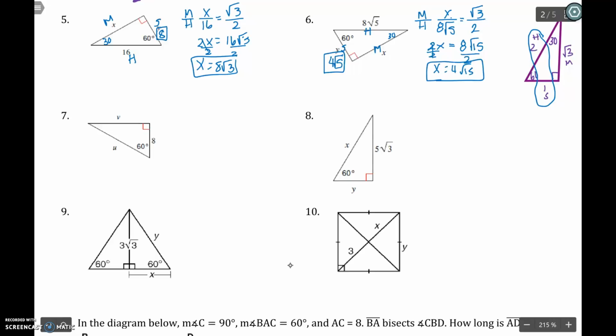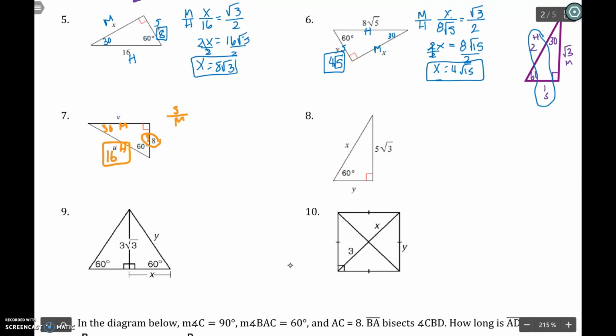We're going to first label our sides. Medium is across from the 60, short is across from the 30, and hypotenuse is across from the 90. So we have the short side is 8. Let's start by finding the hypotenuse. Remember that your short side is half the hypotenuse, so this automatically would make that a 16.